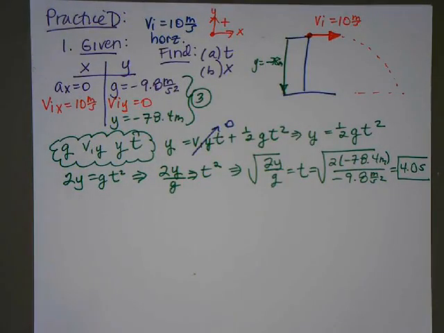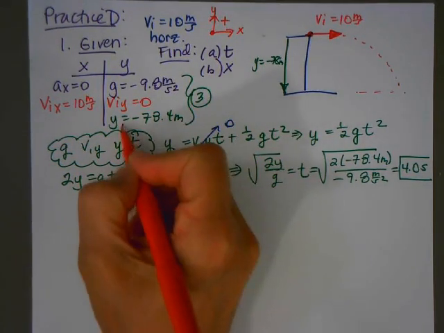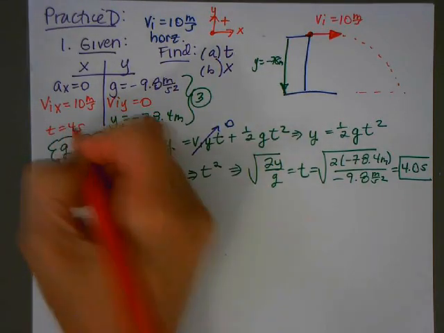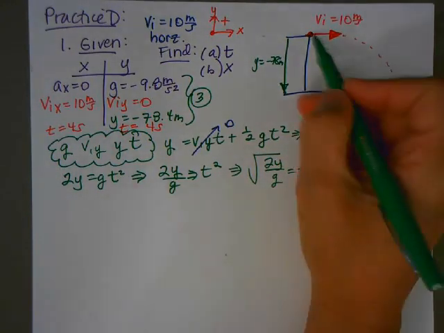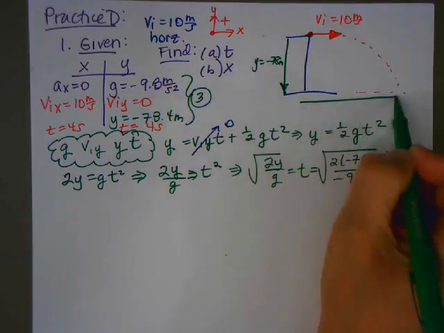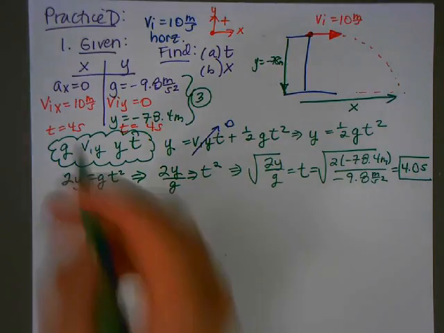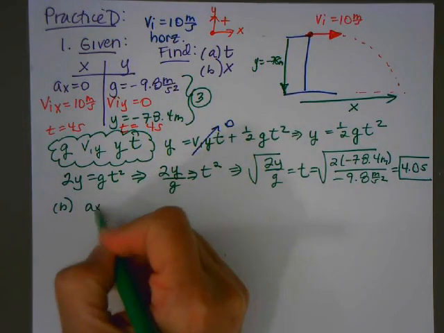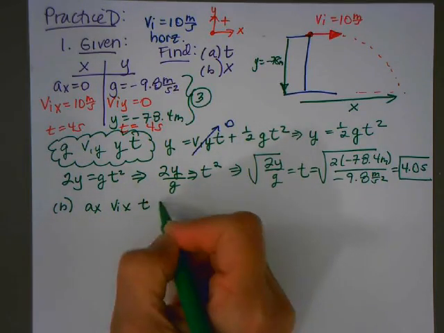Okay, for part B, now here's the thing. Once I find the time on this side is 4 seconds, the time on this side is also 4 seconds because time is scalar, so the time is going to be the same. Now we want to find x, so from here over, that's going to be x. So now, to do that, I know ax is 0, vix, t, and now I want to find x.